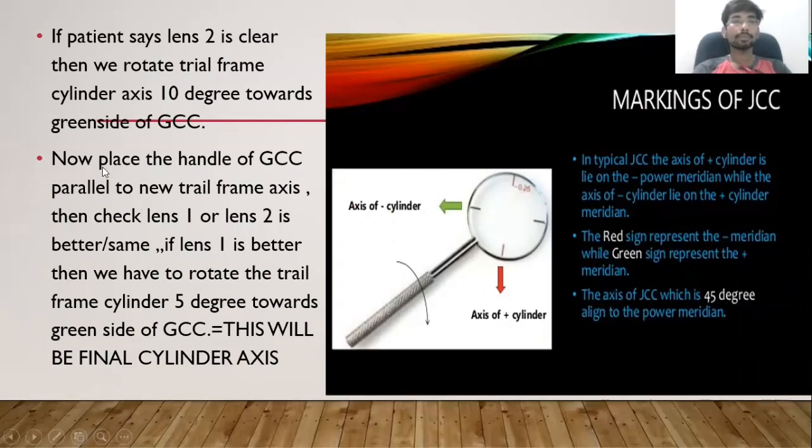Now we have to place the handle of the JCC parallel to the new trial frame axis, and we have to check whether lens 1 or lens 2 is better or same. If lens 1 is better, then we have to rotate the trial frame cylinder 5 degrees towards the green side of the JCC. This will be the final cylinder axis of the patient.